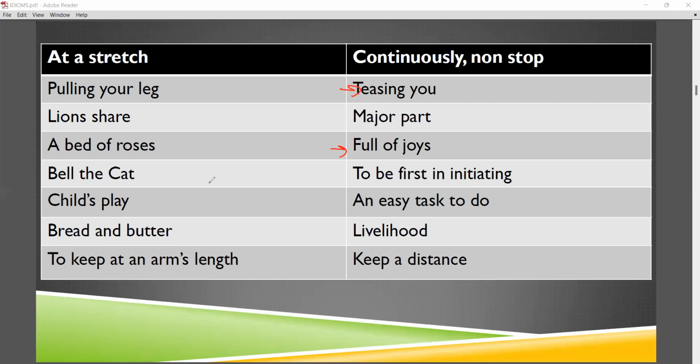To keep at arm's length: you must have heard about this a lot during the COVID times. Keep an arm's distance, and during your assemblies in your school days also. So to keep it at arm's length is basically to maintain distance, the social distancing kind of thing, which is now being talked about during this phase.